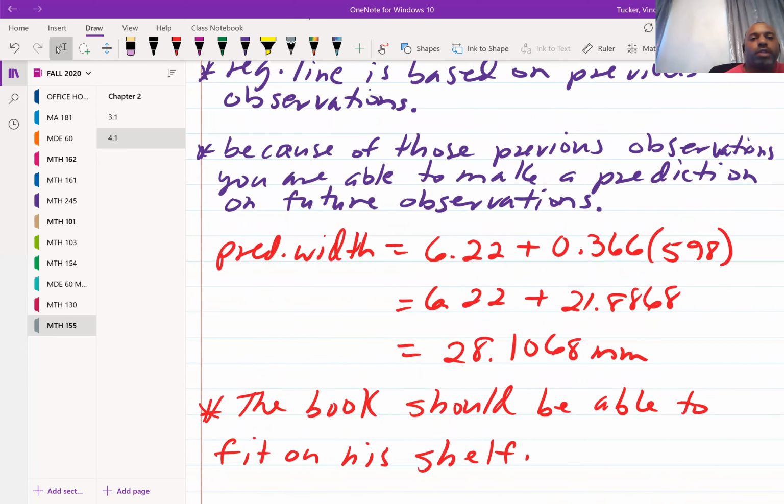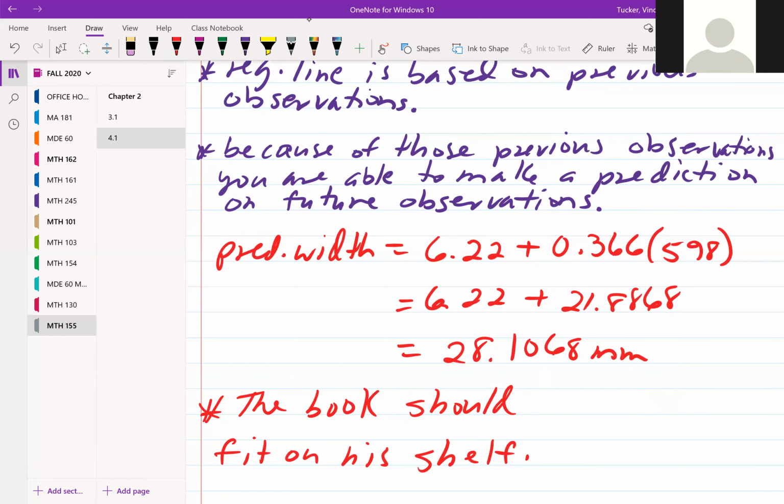All right, any questions on that before we go to the next thing? How you would use the regression line. I have a question, Justin. The predicted width, it's for the book, right? 28 point. But we do have in his shelf just 20 millimeters. So how can it fit while the predicted is bigger? I meant to write should not. I said should not, but I wrote should. I left off not. But yeah, thank you for catching that.